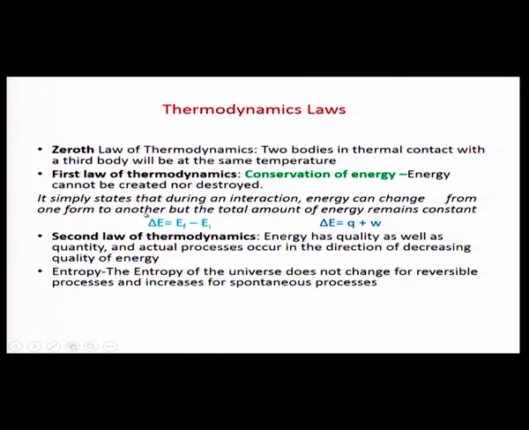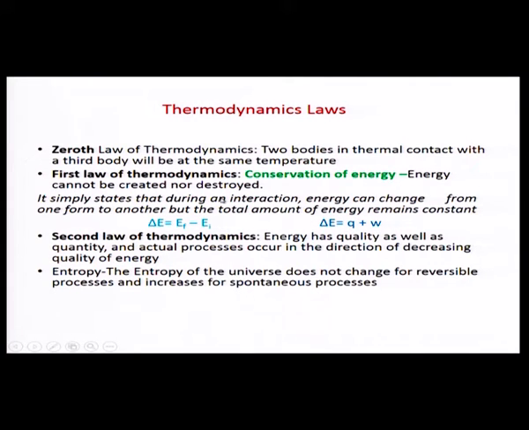This is represented by the equation delta E, change in energy, that is, energy of the final system minus energy of the initial system. That's called change in energy, delta E. And as per the first law of thermodynamics, delta E is equivalent to Q plus W, that is, quantity of heat and work done.